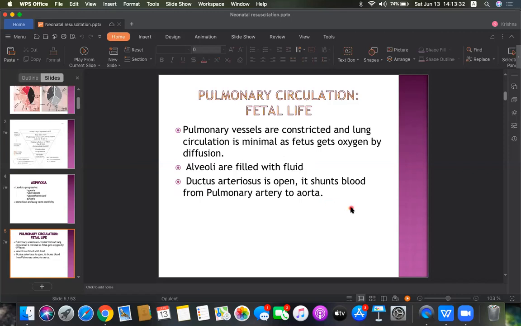Now, let's talk a bit about pulmonary circulation in fetal life, and what changes occur after birth. What is the state of the lung in fetal life? The lung is not working in fetal life. That's why the pulmonary vessels are constricted and the circulation in the lung is very minimal, as the lung is not the source of oxygen during fetal life. The fetus gets oxygen by diffusion through the placenta.